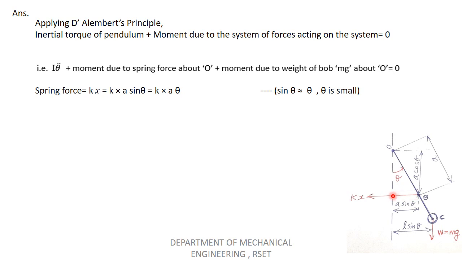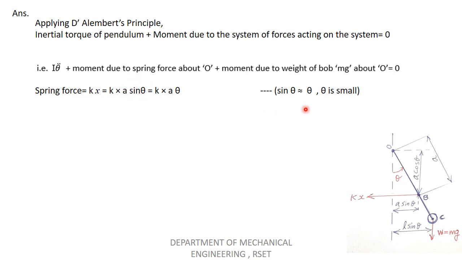I am pointing it out on the free body diagram. So a sin theta is the stretching of the spring that happened when we pushed the pendulum counterclockwise by an angular displacement theta. That is the displacement written here. A sin theta is the value of x.